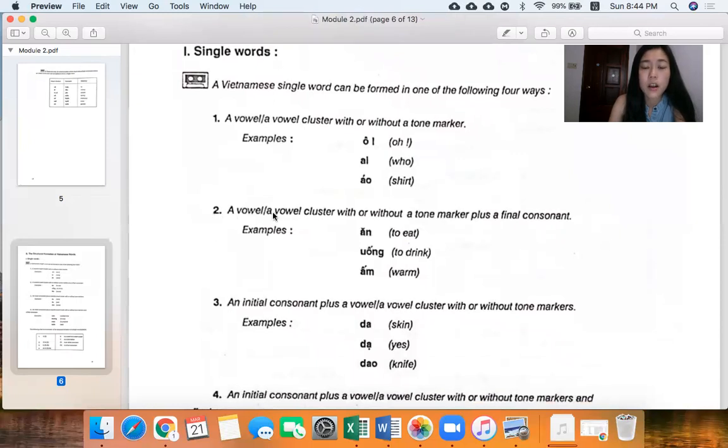The second, a vowel or a vowel cluster, with or without a tone marker, plus a final consonant. Examples: an, a vowel cluster without a tone marker. Uống, a vowel cluster with a tone marker plus a final consonant. Ngờ. Ấm, a vowel cluster with a tone marker, high rising.